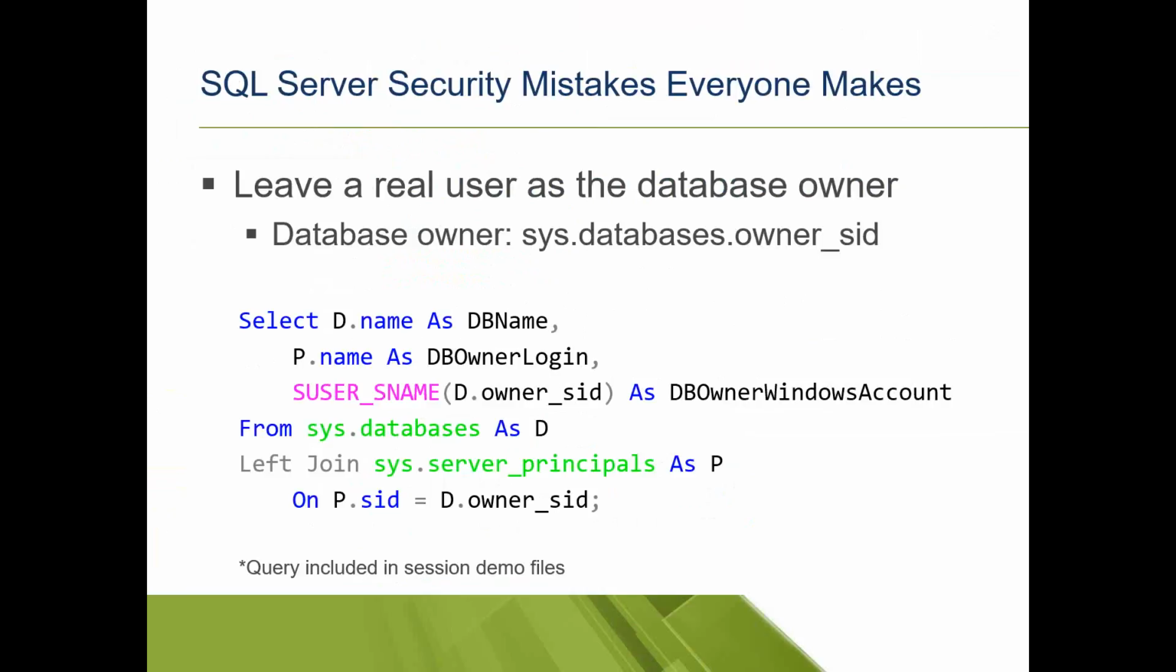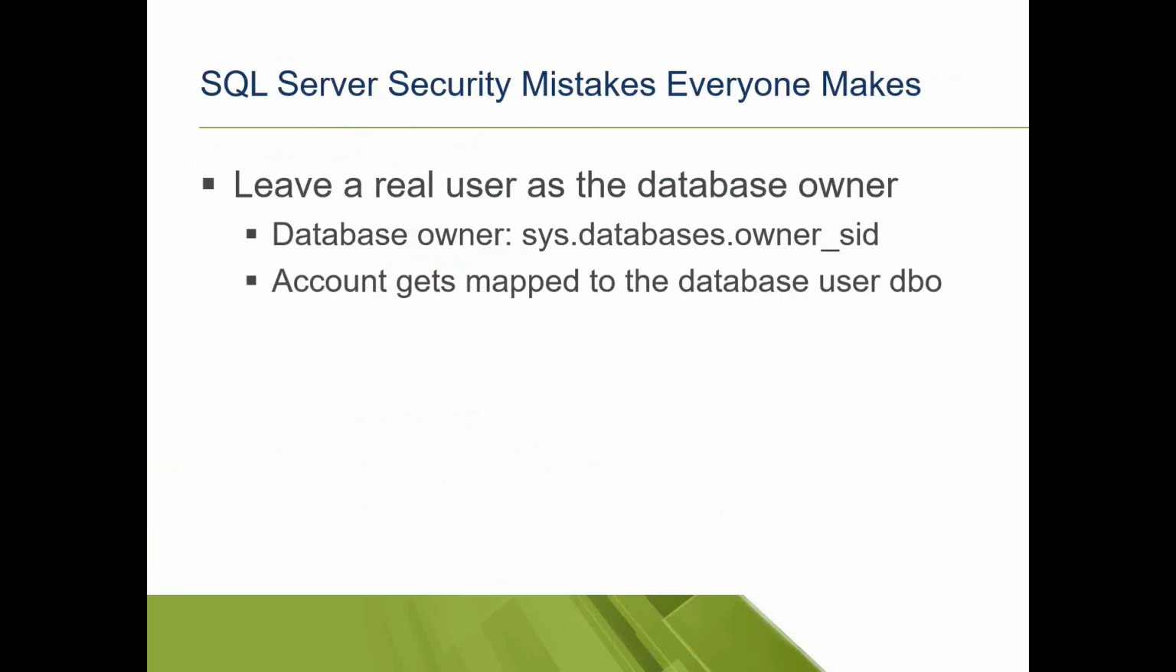And your first thought might be, well, what does that matter? Because if the owner isn't a real person, then nobody's going to get those permissions, right? So the owner of the database, their login, their account, gets mapped to the database user DBO. Within every database there's a user called DBO, and whatever login owns the database gets mapped directly to that user.